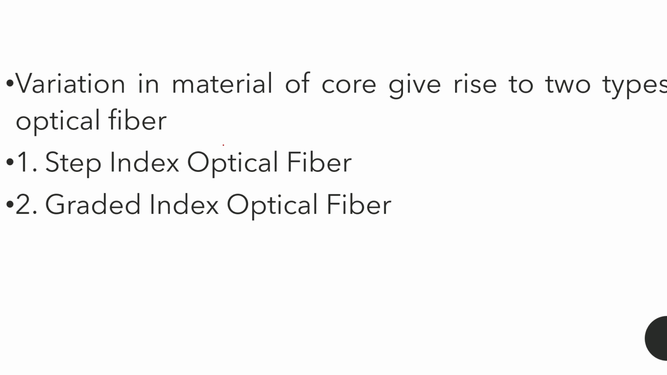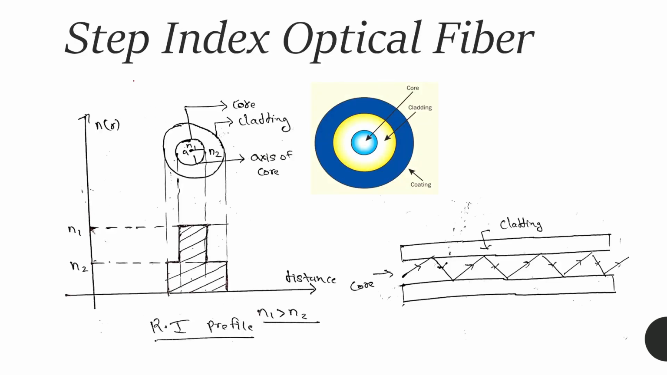As we are using different materials, the refractive index of the core changes. Depending on that, there are two types of optical fiber. The first one is the step index optical fiber, and the second one is the graded index optical fiber. In step index optical fiber, as you can see here, this is the core, this is the cladding, and this is the axis of the core.